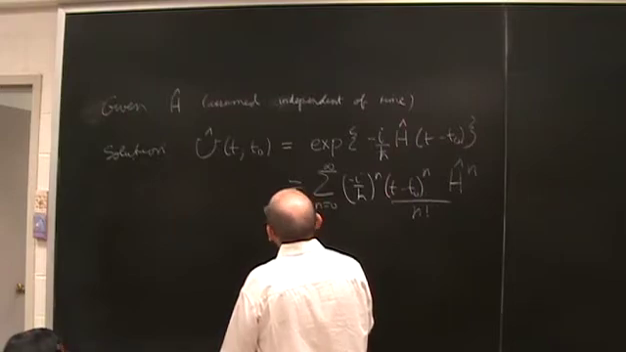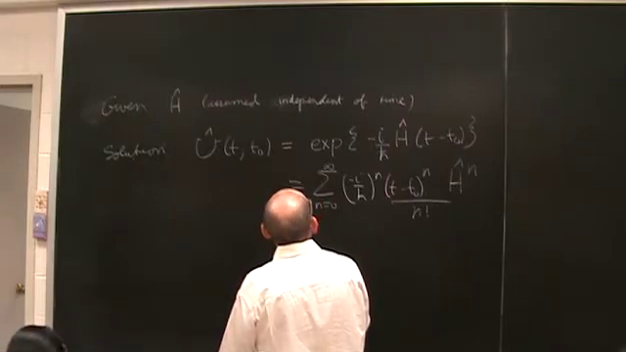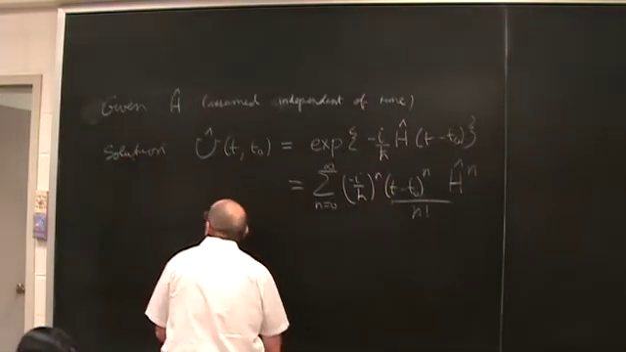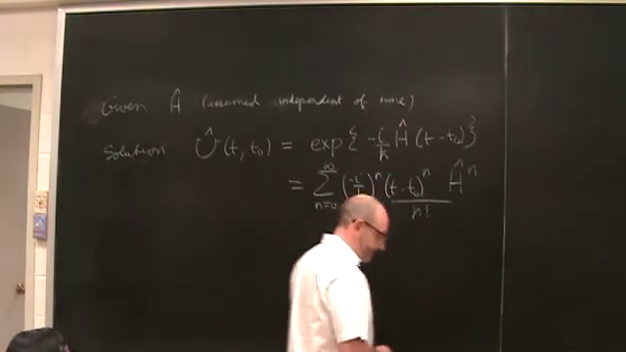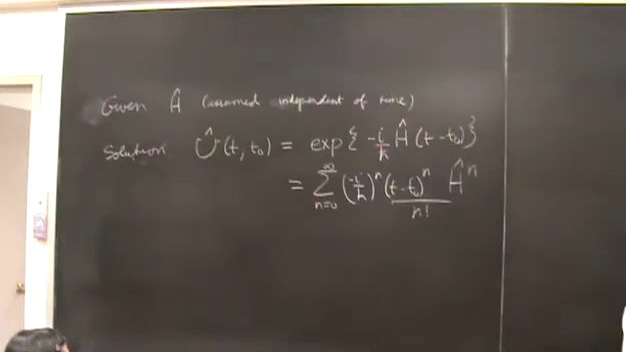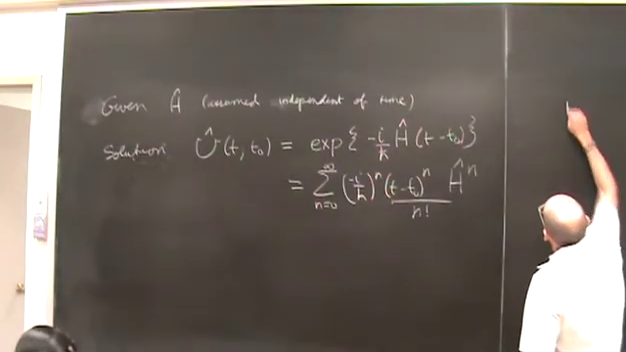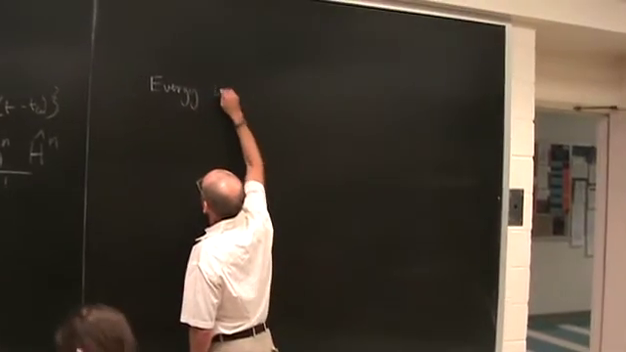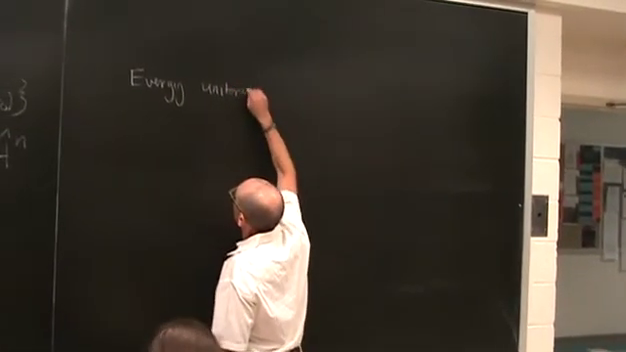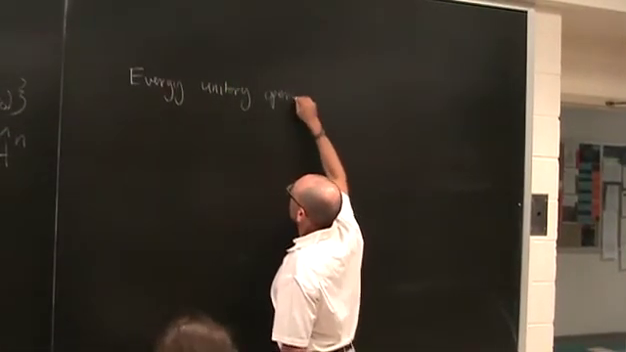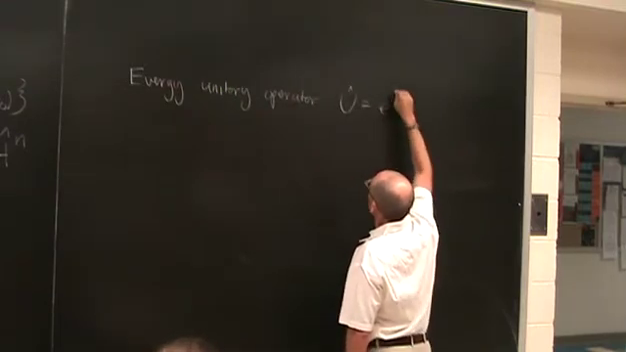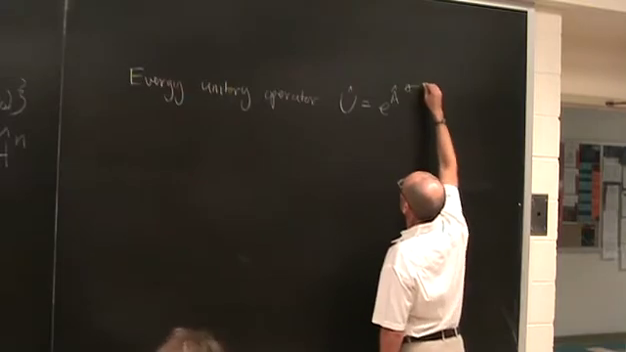All right. I want to make one point here: every unitary operator u is the exponential of some anti-unitary operator.